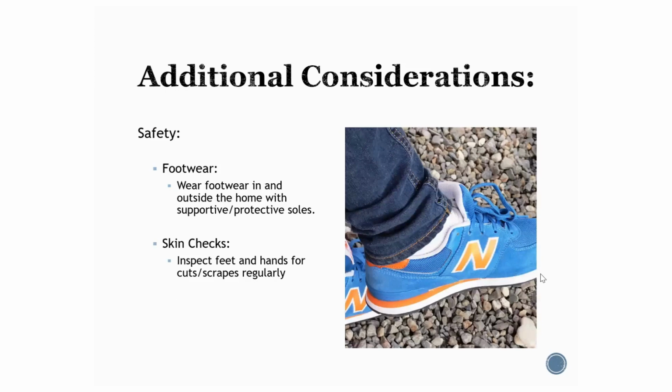Footwear: always wear footwear inside and outside the home with protective soles. And then skin checks. For someone with neuropathy that has numbness, I always tell them I want them to get a handheld compact mirror, or like the dollar store mirror, and every night check your feet and your hands for cuts and scrapes, because when you're going through treatment, oftentimes you're more likely to get an infection. And if you get a cut or scrape on your foot, you might not necessarily know it until it already has a problem.